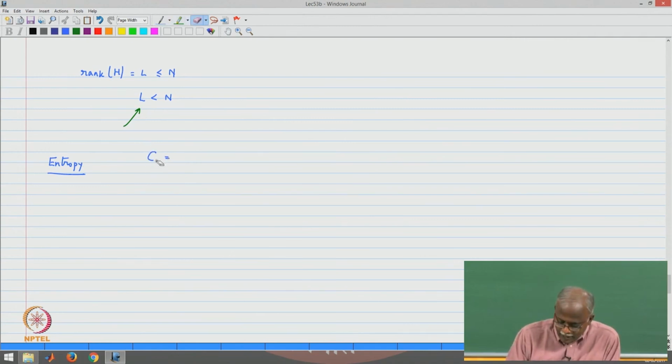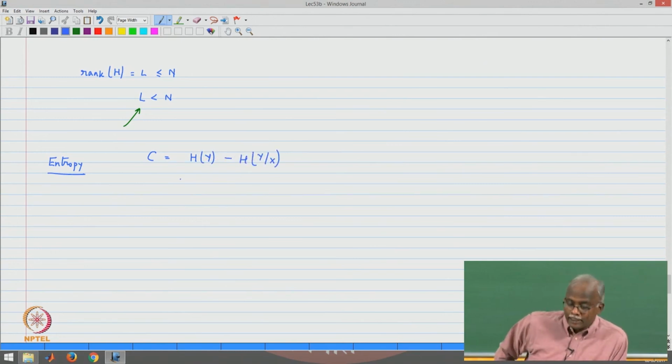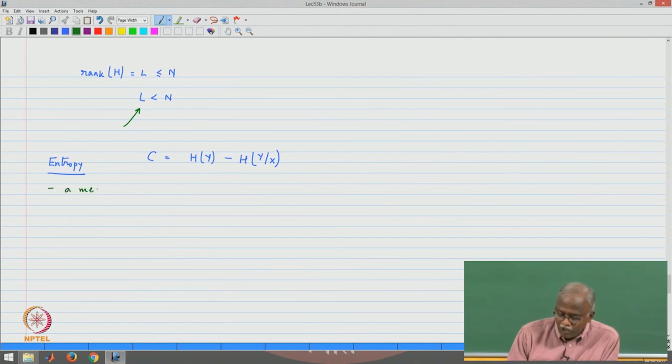Notice that we said that the capacity of a channel is given by the entropy of y minus the entropy of y given x. So, we are very interested in computing the quantity called the entropy. Entropy, by definition, is a measure of uncertainty, and we can define it in the following way.